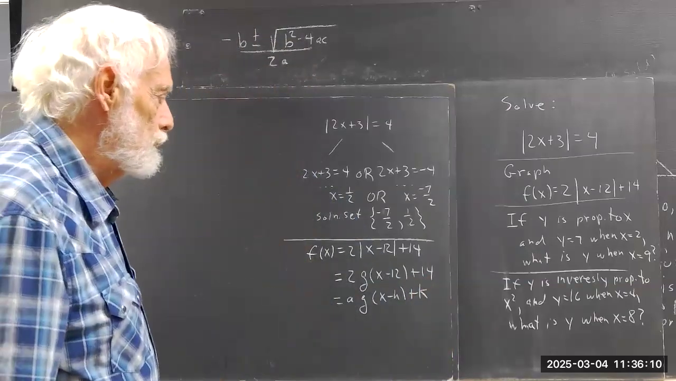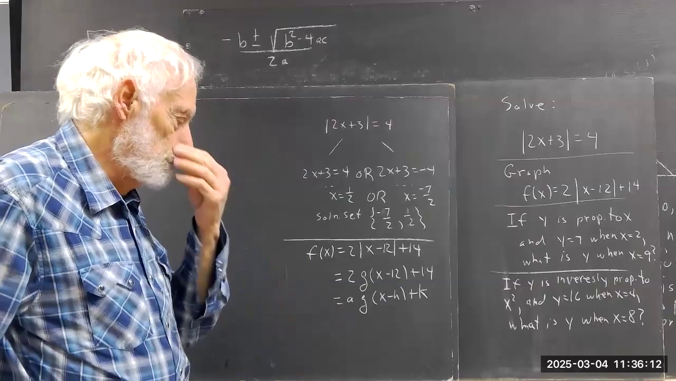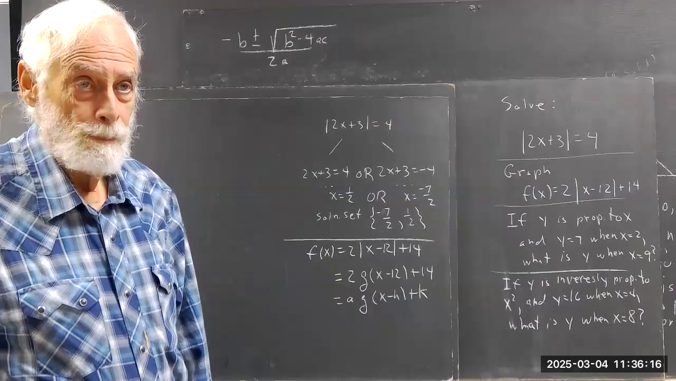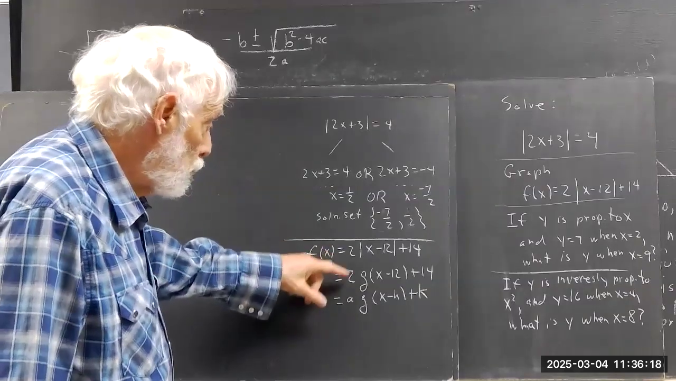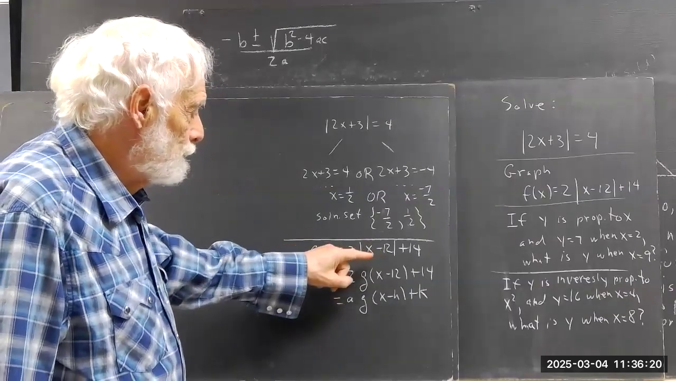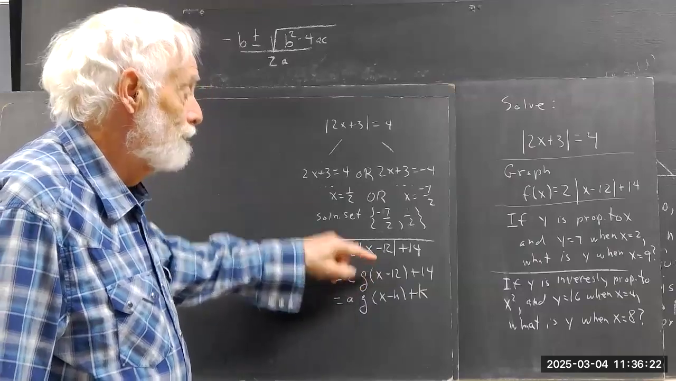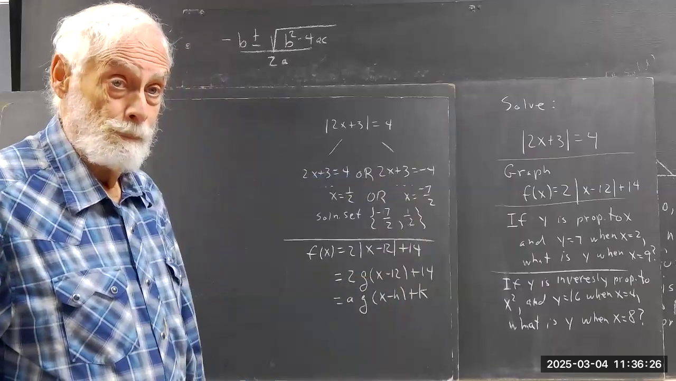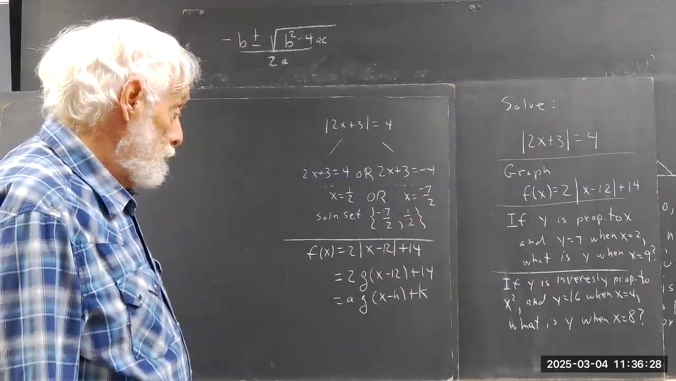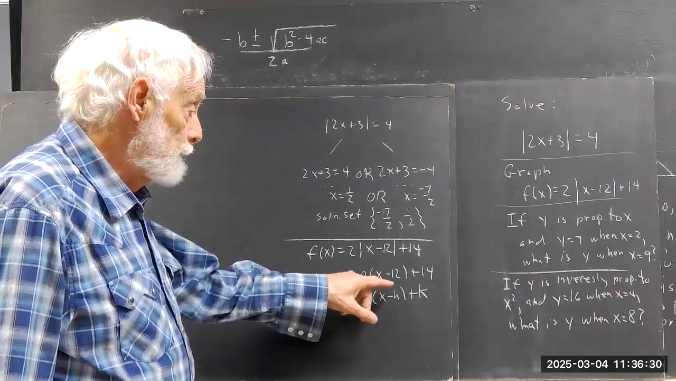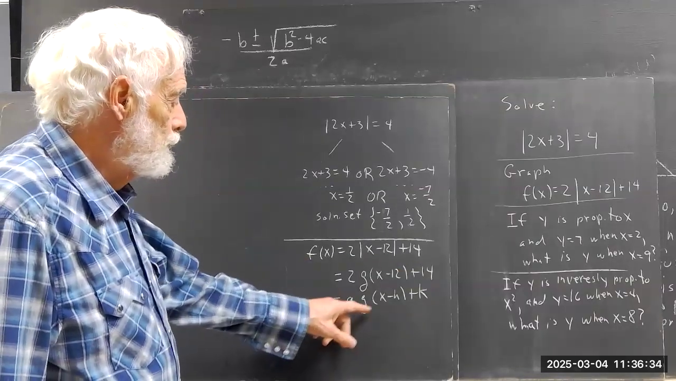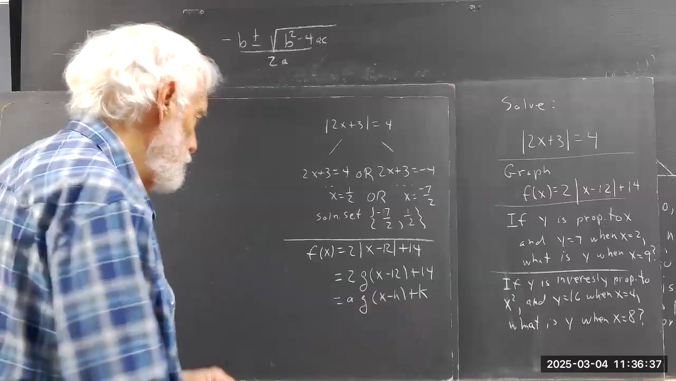Okay, it's f of x. Usually we use f of x for the toolkit function. The toolkit function is the absolute value function. So you realize that this is of the form a times some function of x minus 12, absolute value function of x minus 12 plus 14. Okay? So we write 2g of x minus 12 plus 14. And that's, of course, a g of x minus h plus k.